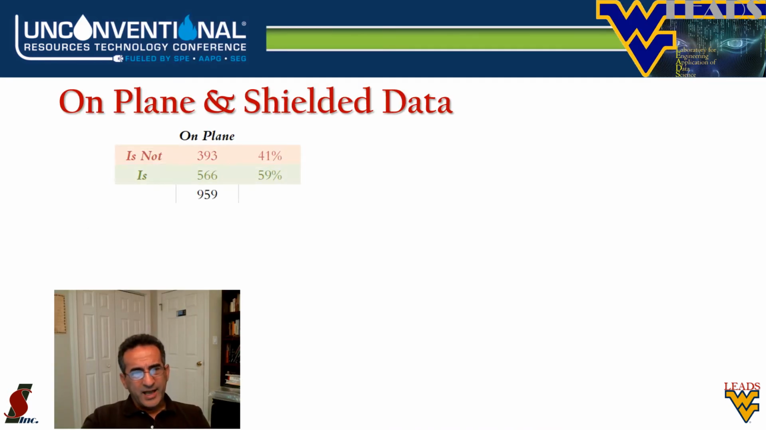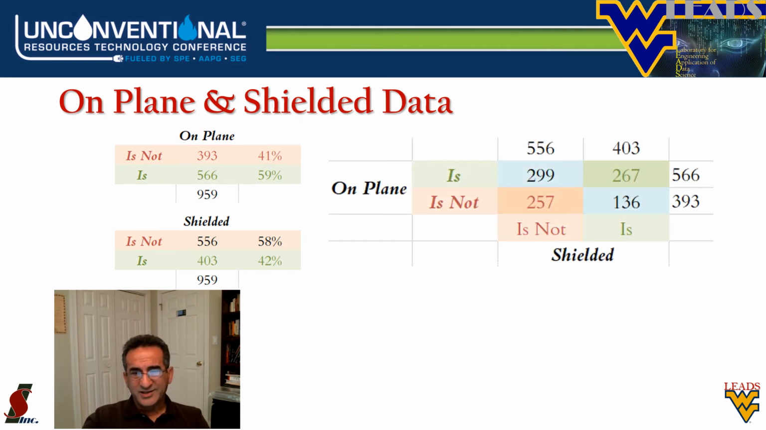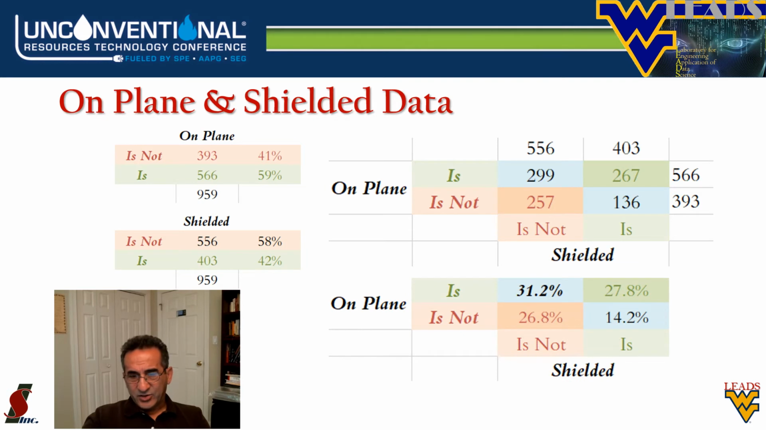So let's look at the data that we have. How much of them are on plane? About 300 and about 400 of them are not on the same plane, and 566 are. This is the total. And when it comes to shielded, about 58% are not shielded, and 42% are shielded. These are the actual data that we're talking about on plane and shielded. There are 4 possibilities: being on plane and not being on plane, being shielded and not being shielded. And these are the percentages.